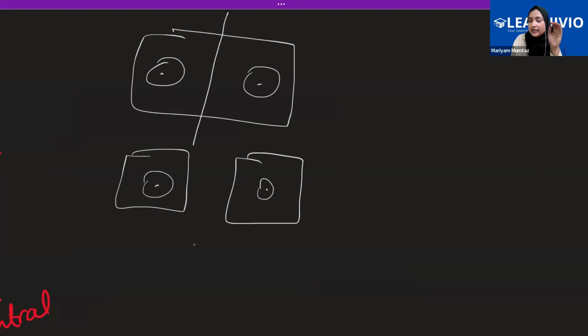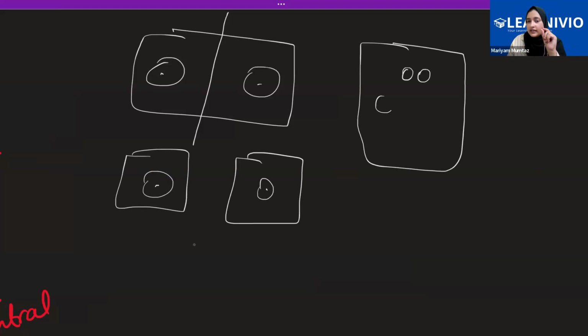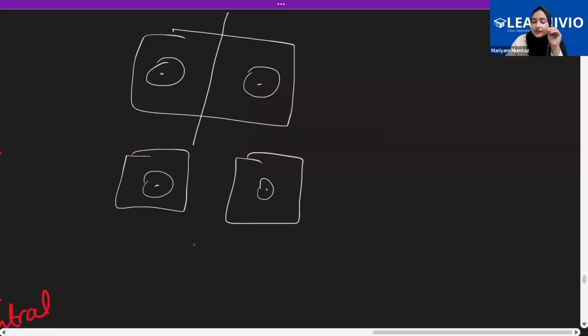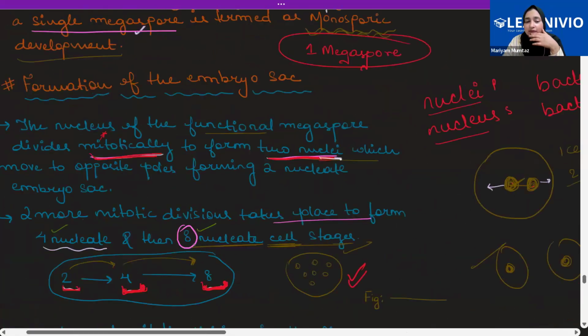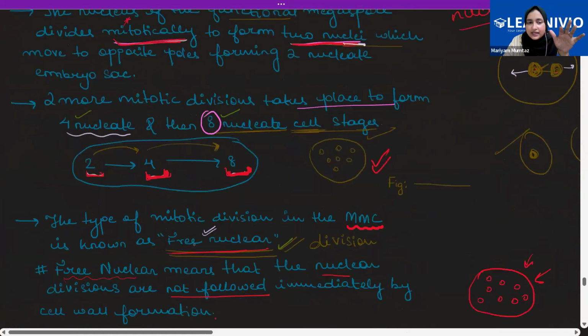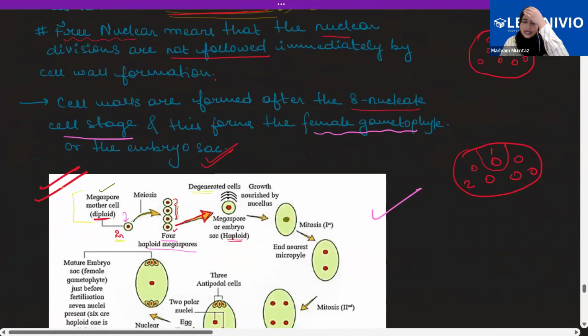This will result in the formation of two cells. But here in the megaspore development, we are seeing this is one cell, and inside the one cell, first two daughter cells are formed, then four, and then totally eight daughter cells are formed. Now these eight nuclei are inside one cell. So this is a free nuclear division, meaning every nuclear division is not followed by cellular division. Now after that, cell walls start to form inside that one cell.